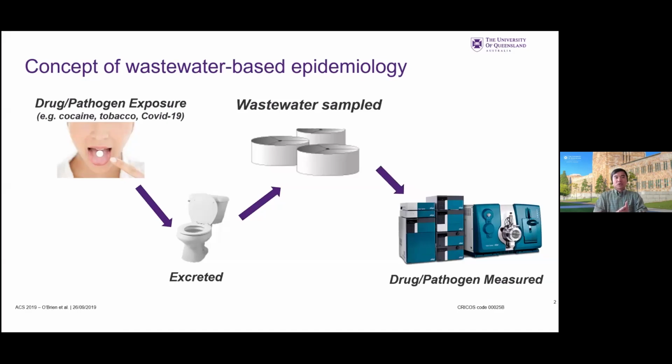First of all, we talk about the concept of wastewater-based epidemiology. It's quite simple. When you consume drugs or you are exposed to pathogens, it goes through your body and you excrete it to the toilet. After you flush the toilet, the wastewater goes to the wastewater treatment plant. We take the sample at the wastewater treatment plant inlet, take it back to the laboratories and analyze it for the biomarker of drugs, biomarker of pathogens. And we back-estimate it into the population's consumption or population's exposures or infections. Later on, I will give examples of population's consumption of some substances, as well as the population's exposure to COVID-19.